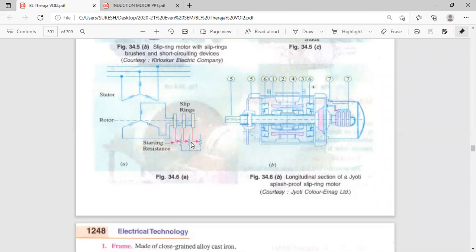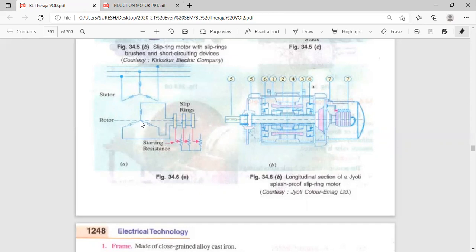Any doubt in the rotor, squirrel cage and slip ring? Any doubt? Tell me. The advantage of adding this external resistance is we connect the rheostat to these three windings. Now this is the variable rheostat. By varying the resistance, we can adjust the speed of the rotor.